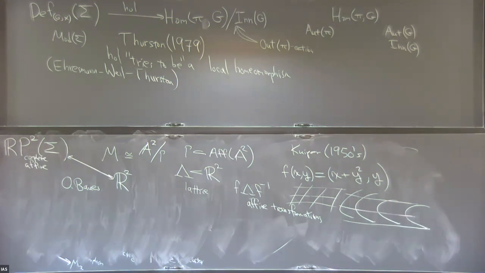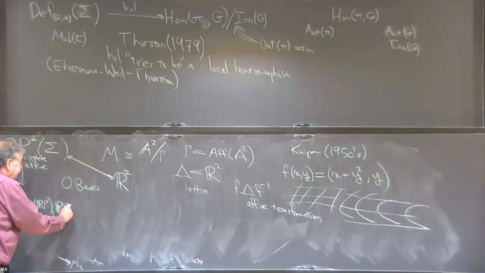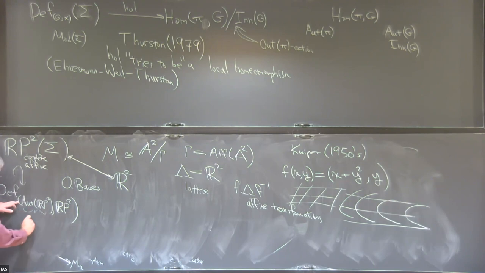So, can you go back to the beginning of the board? Right. So what is this statement? What is RP2? So this is a subset of the deformation space. So G would be the group of projective automorphisms of RP2, which is X, and X is RP2. The group of automorphisms of RP2 is PGL3(R), which is also isomorphic to SL3(R) as a Lie group.